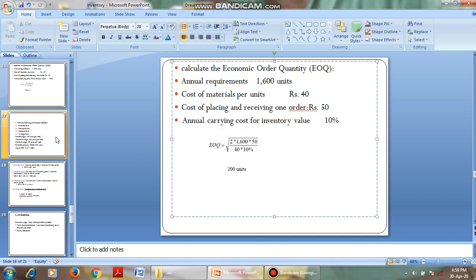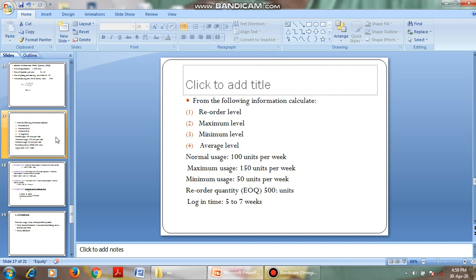Okay, we go for another problem. From the following information, calculate reorder level, maximum level, minimum level, average level. The data is given here. Normal usage is 100 units per week, maximum usage is 150 units per week. That is raw material, or we can consider inventory. Normal usage of inventory is 100 units per week, maximum usage is 150 units per week, and minimum usage is 50 units per week. Reorder quantity is 500 units, lead time is 5 to 7 weeks.